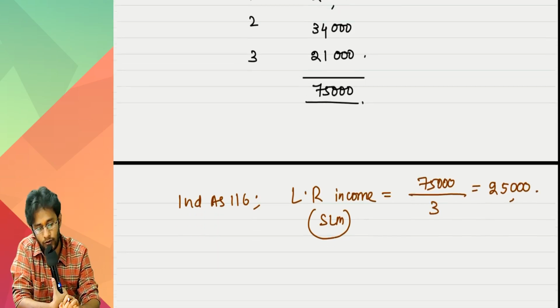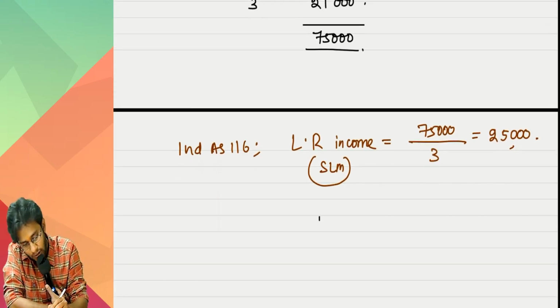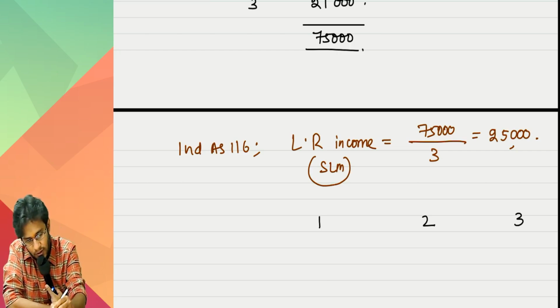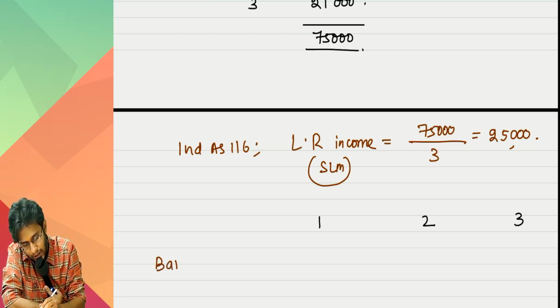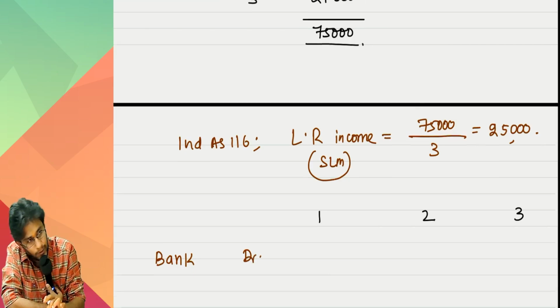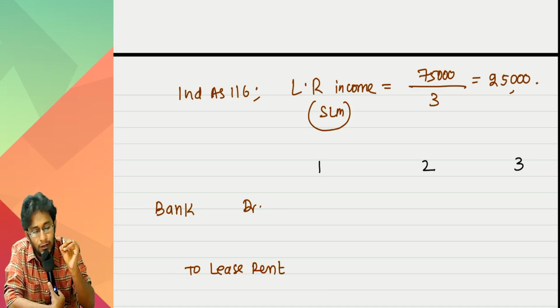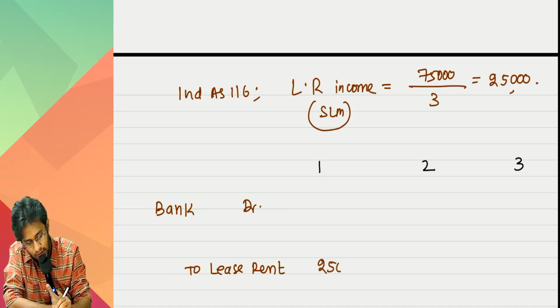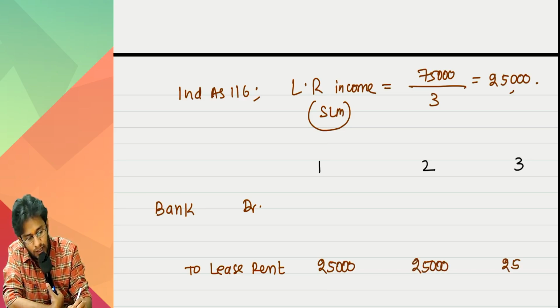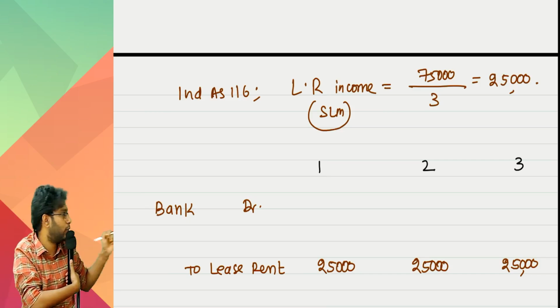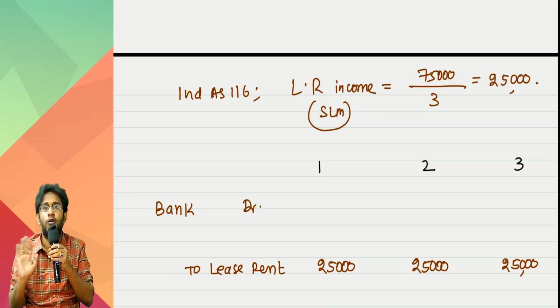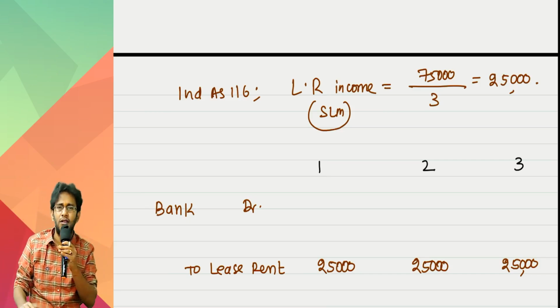Now, how you are going to account this is important. First year, second year, third year. First year, bank account debit. I am leaving one line. Lease rent income. This much I know. What I know for sure is a credit every year should be equal to 25,000. Ind AS 116 bothers only about this. A gap, how you will account, that is your headache. There is no big headache here.